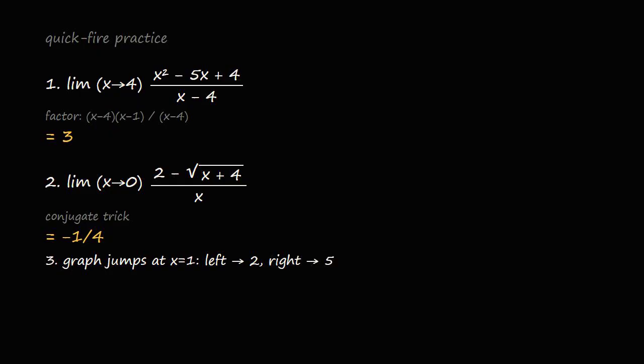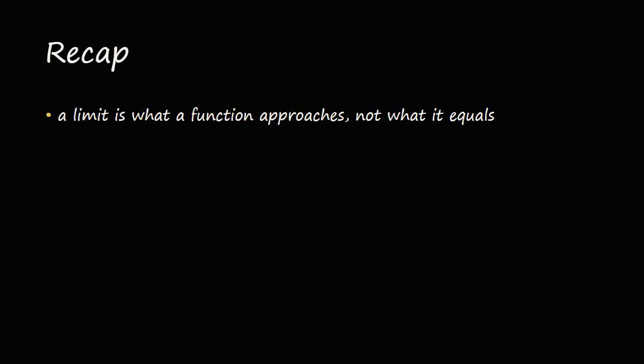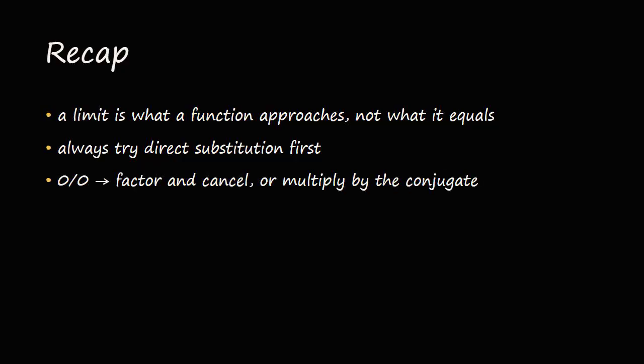Third, from a graph with a jump at x equals 1, where the left side is 2 and the right side is 5, the limit does not exist. So let's recap. A limit is what a function approaches, not necessarily what it equals. Always try direct substitution first. If you get 0 over 0, factor and cancel or multiply by the conjugate if there's a square root. Graphically, check the left and right side separately. They must match for the limit to exist.